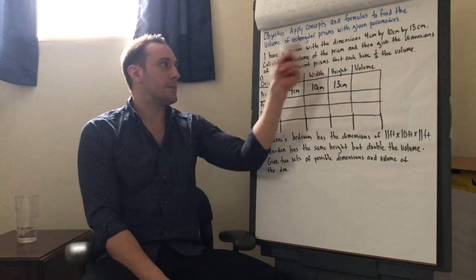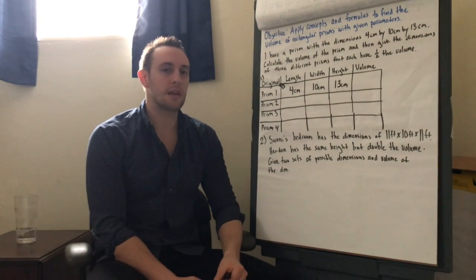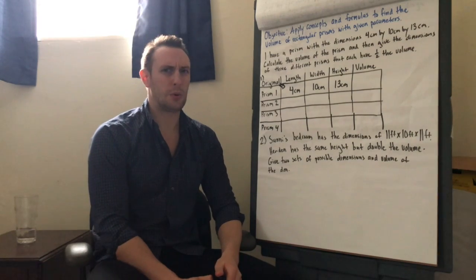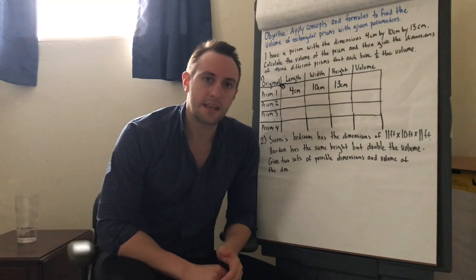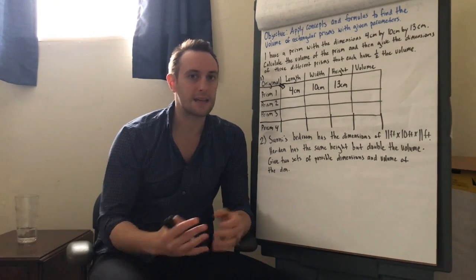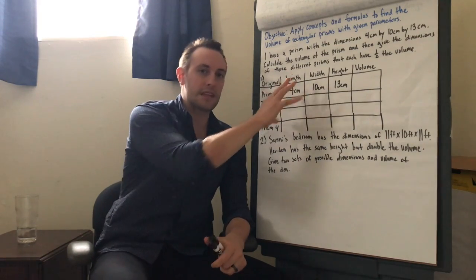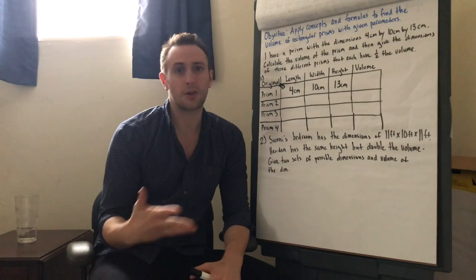Today we're going to be applying concepts and formulas to find the volume of rectangular prisms within given parameters. Parameters is another fancy way of saying rules. Parameters are rules. The problems are giving us rules to follow in order to find the volume. So let's really take a look at what that means.